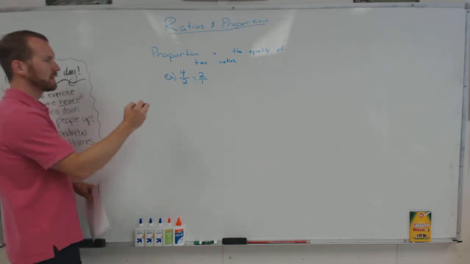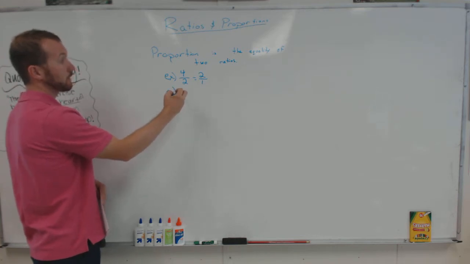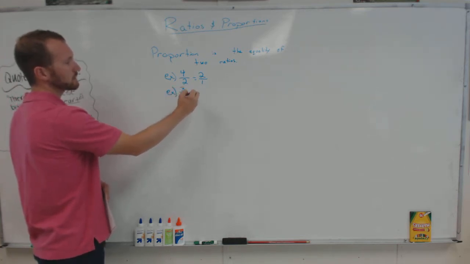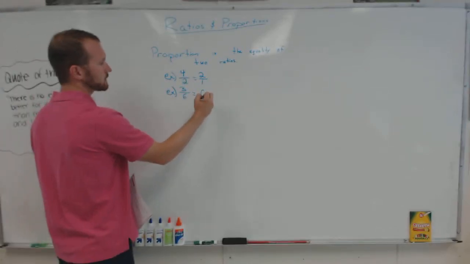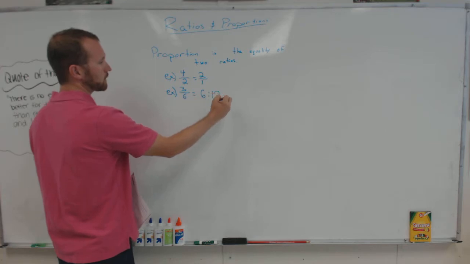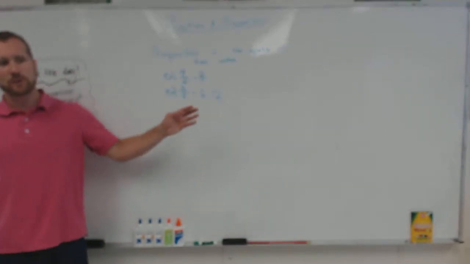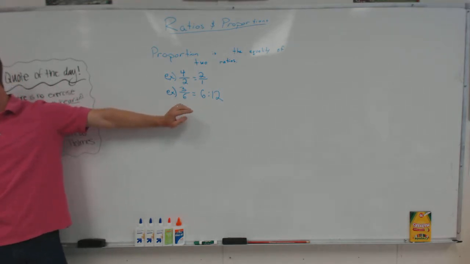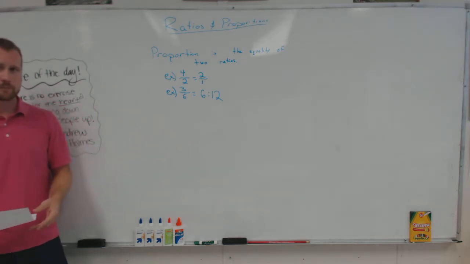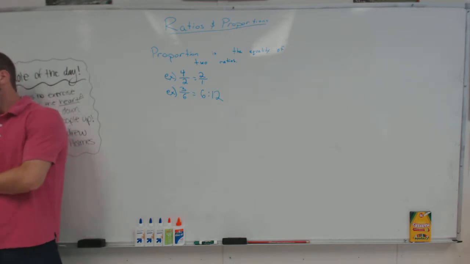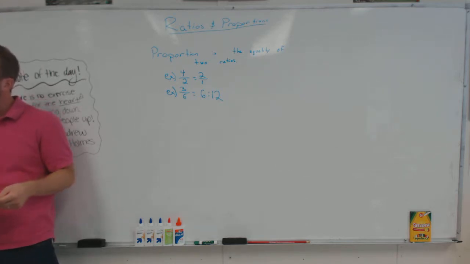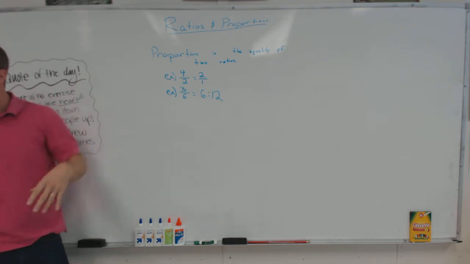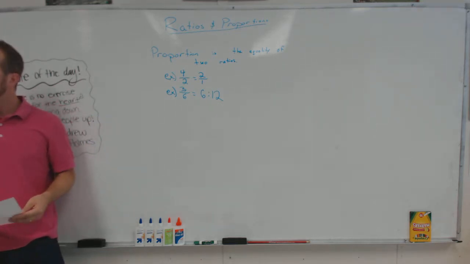Okay. Another example. 3 over 6 equals 6 to 12. That's one way we could write a proportion. Now in math, you're not going to see them written like this a whole lot, but it's just good to know what this means. So a proportion is basically 2 ratios that are set equal to each other. Yeah, that's maybe a better way to say the definition.